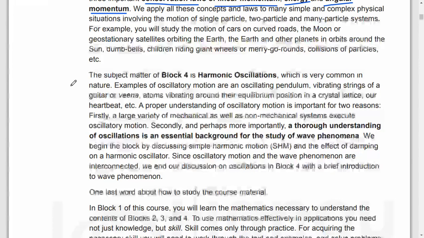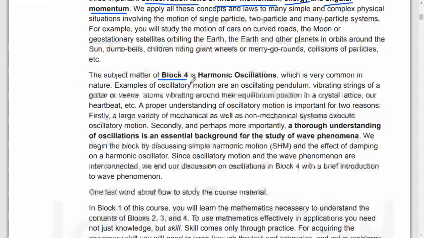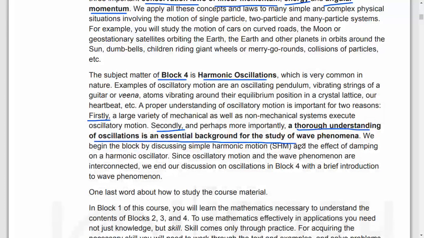The subject matter of Block 4 is harmonic oscillation, which is very common in nature. Examples of oscillatory motions are an oscillating pendulum, the vibrating string of a guitar or veena, atoms vibrating around their equilibrium position in a crystal lattice, our heartbeat, etc. A proper understanding of oscillatory motion is important for two reasons. Firstly, a large variety of mechanical as well as non-mechanical systems execute oscillatory motions. Secondly, and perhaps more importantly, a thorough understanding of oscillation is an essential background for the study of wave phenomena.